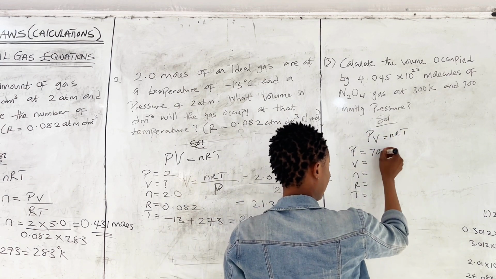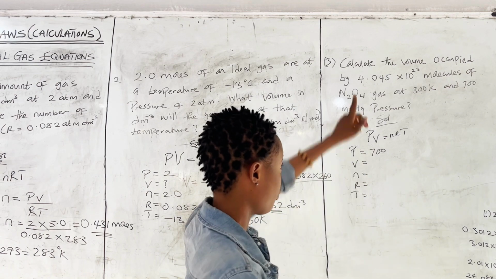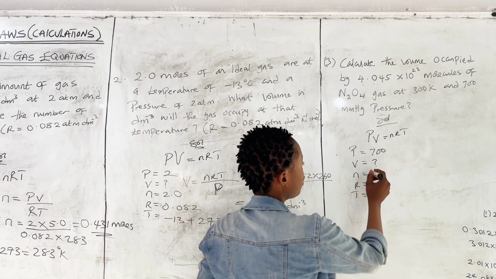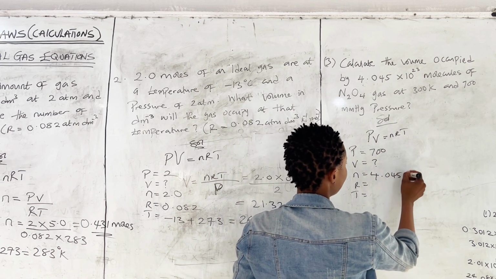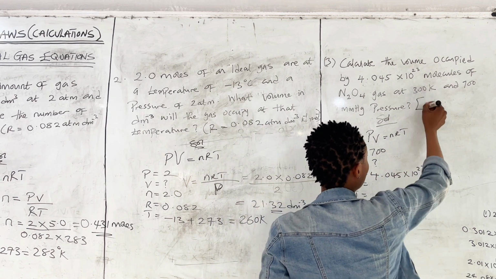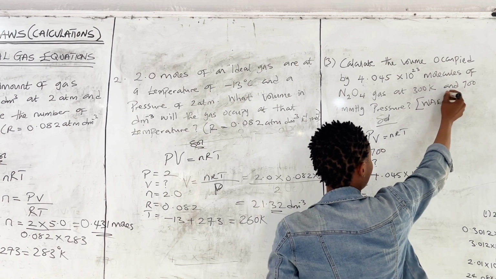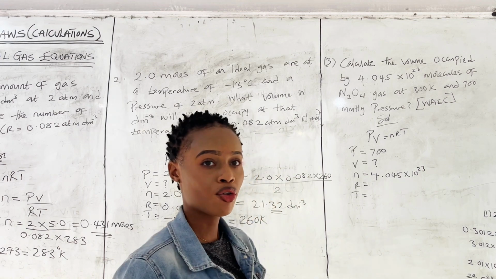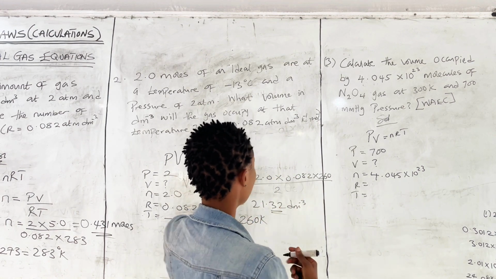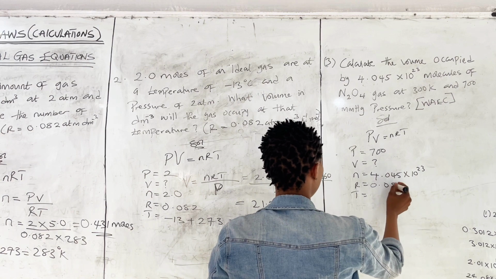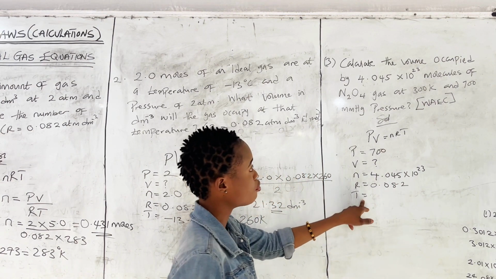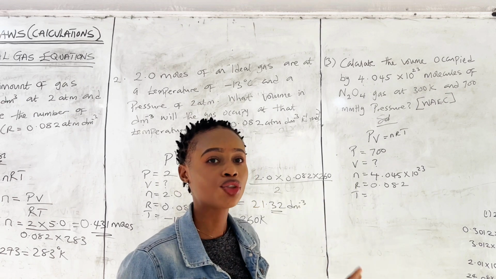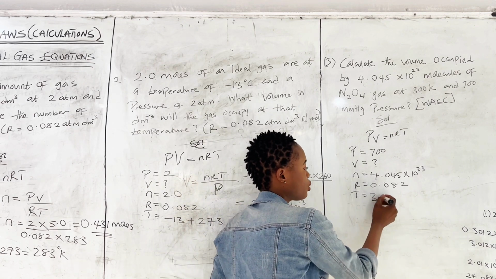So P is 700. Our V, what are we looking for? Volume, so put a question mark on V. Then our number of moles was given as 4.045 times 10 raised to the power 23. Mind you, this is a tricky question. Our R was not given, so you see that you need to know your R by heart. But from our previous question, we know that our R is 0.082. Then our temperature is 300 K. The temperature was already given in Kelvin, so there is no need to convert. You simply write 300.